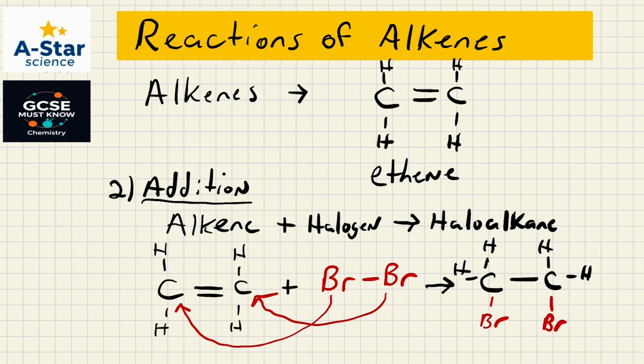And we still use the prefix eth, but now we call it 1,2-bromoethane. Ethane, because it's now an alkane because it has a single bond in between it. And we call this an addition reaction.